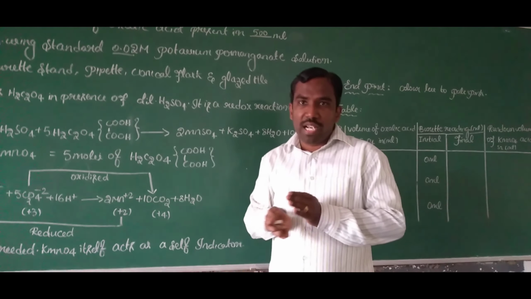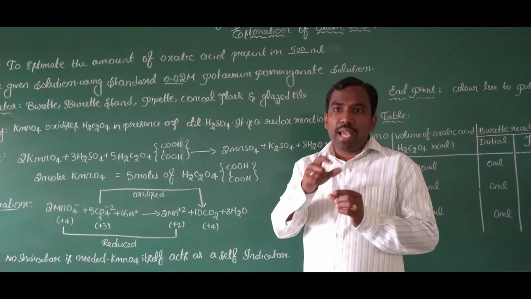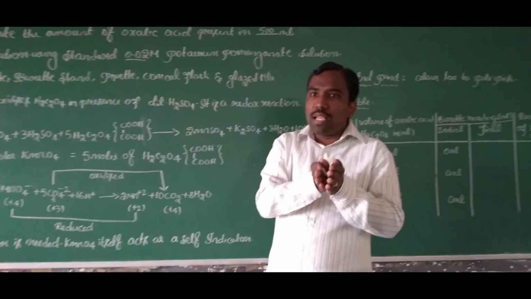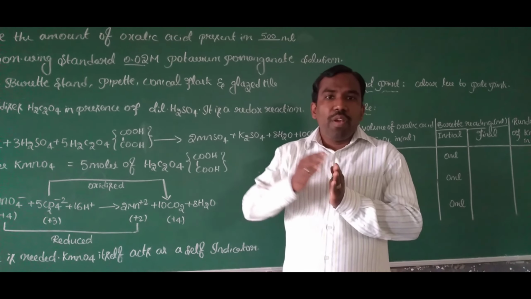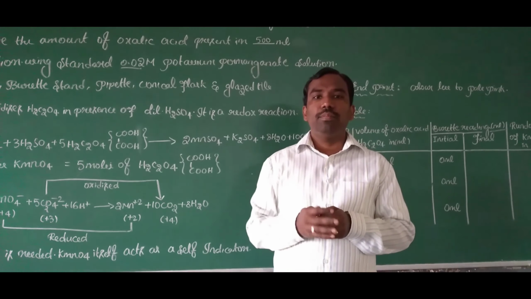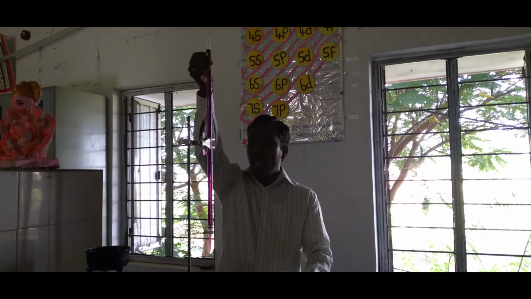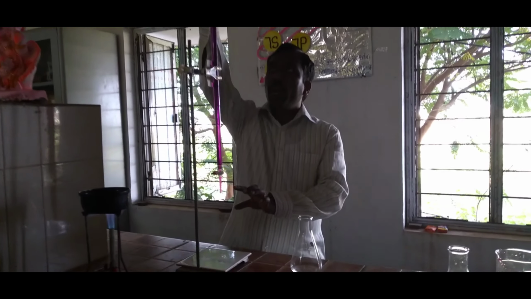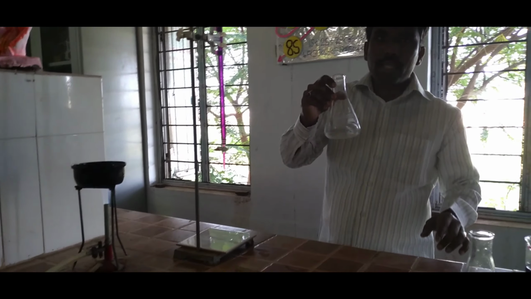For the titration, we have to take the oxalic acid, which is colorless, in a conical flask. The colorless solution will change to a pink color. In this way, we have to do the titration. Now we can do the titration. First of all, we have to take KMnO4 in the burette without air bubbles up to the 0 mark. Now I am taking 20 ml of oxalic acid here.